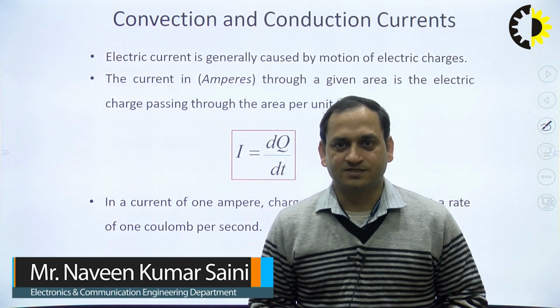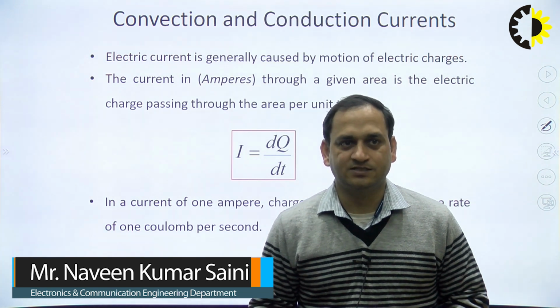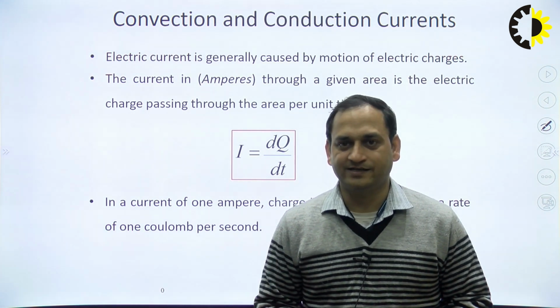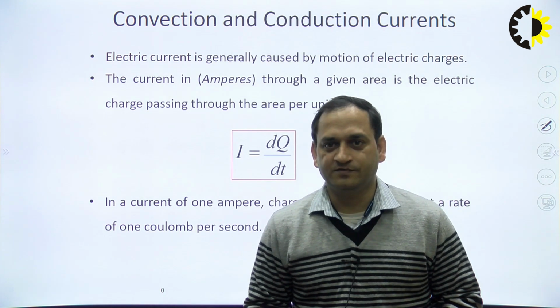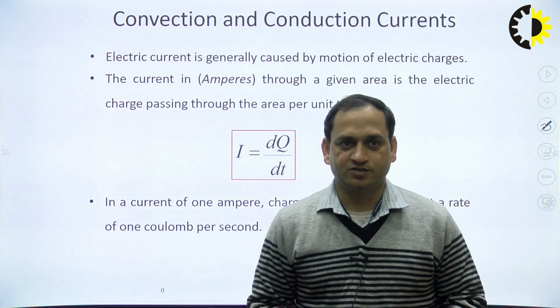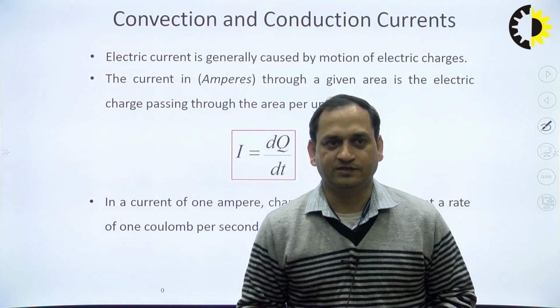So today we will discuss the next topic in unit 2, that is convection and conduction currents and their properties. Along with it, we will discuss the continuity equation. So the first definition we will start from here is the current.